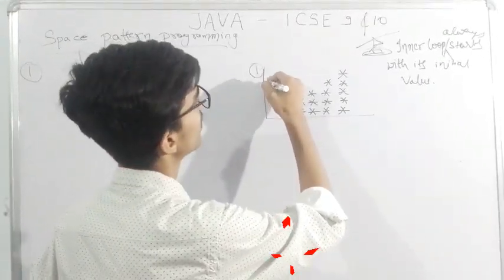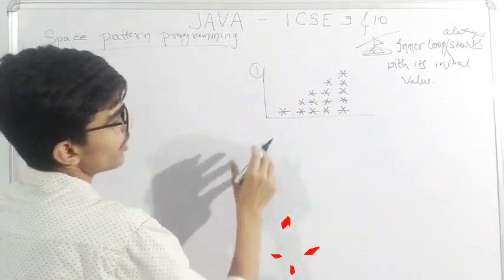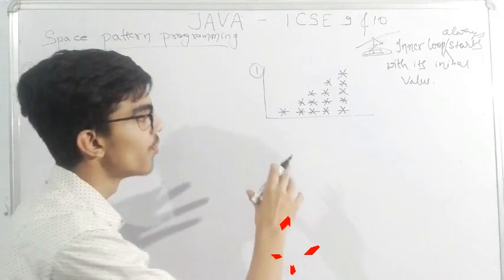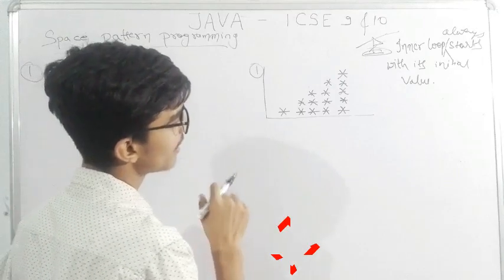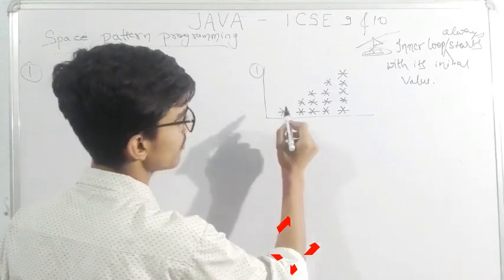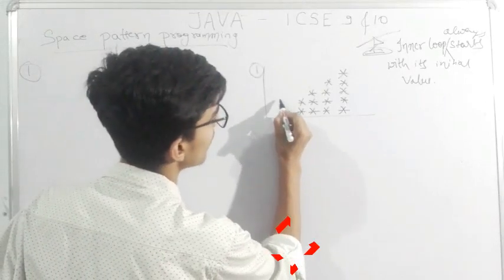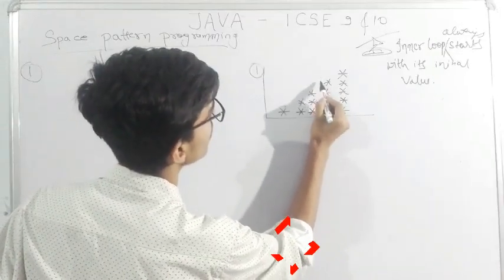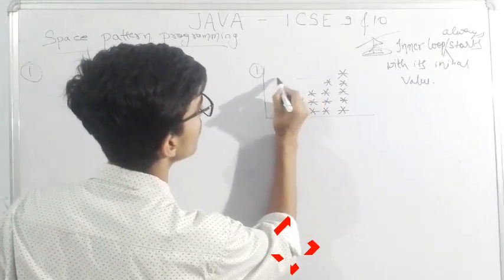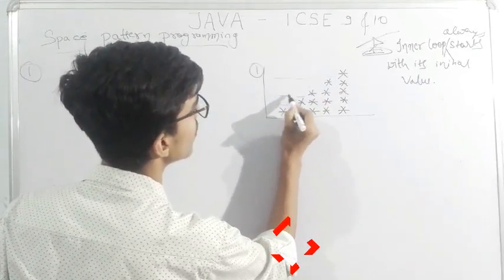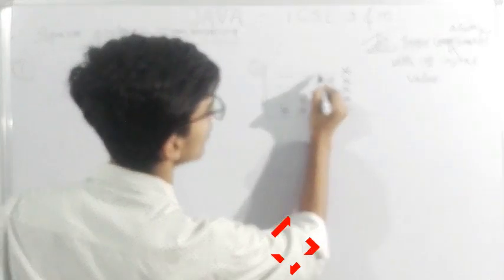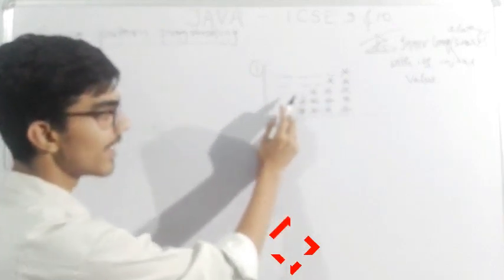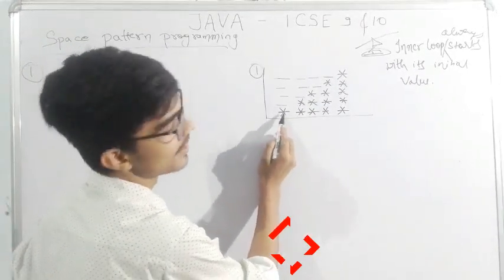Write a program to print the following pattern. So we have to print a pattern which looks like this. We have to think about how it is formed. Now we can see here there is 1, 2, 3, 4. 1, 1, 2, 1, 2, 3. We can see here that first there are 4 spaces, then 3, then 2, and at last 1, and here 0.